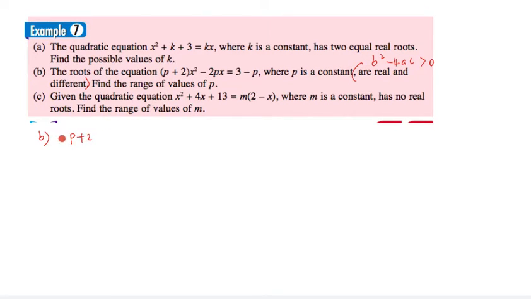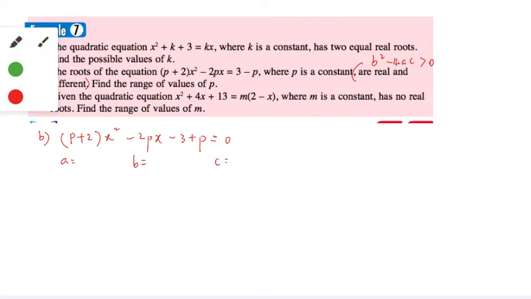This one: p plus 2 x squared minus 2px, this one goes there, minus p plus, minus 3 plus p. Now list out a, list out b. Better to list out so that you won't get confused and later forget the negative. A is p plus 2. B is in front of x, behind x squared: negative 2p. C is behind the x, in front of the equal sign, the whole thing. So maybe p minus 3.